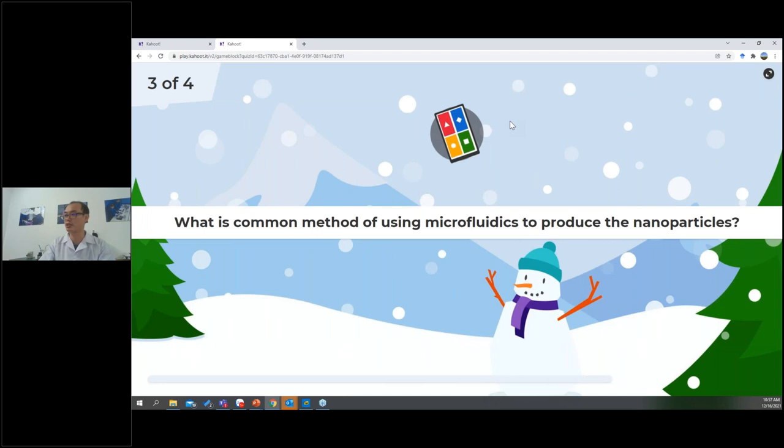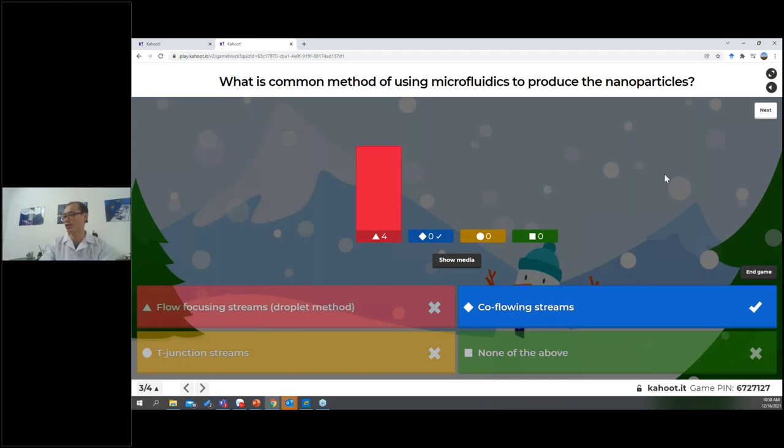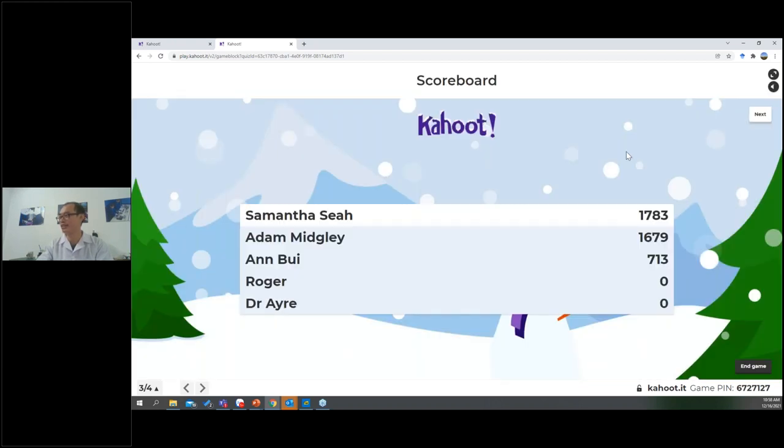The third question is, what is a common method of using microfluidics to produce nanoparticles? Flow focusing stream, droplet method, core flow stream, T-junction stream, and none of the above. We have 9 seconds left. 5, 4, 3, 2, 1. Done. We got four answers. One answer is incorrect, because the first option, flow focusing stream, is the droplet method, so it is used for droplet generation. The right answer is the core flow stream. We introduce the two streams together in the tip junction to make a lateral flow. It is used for nanoparticle generation.